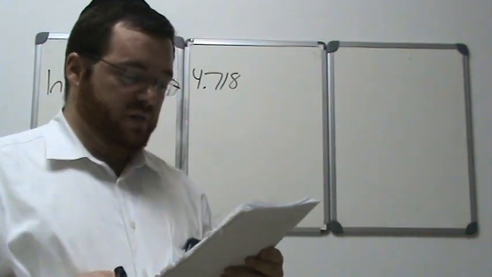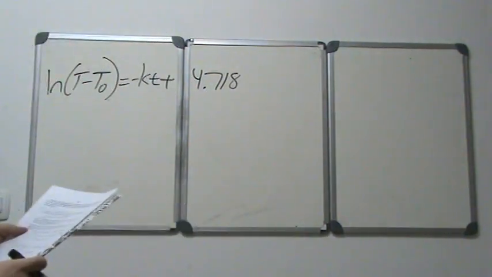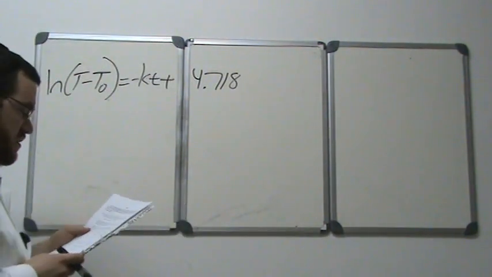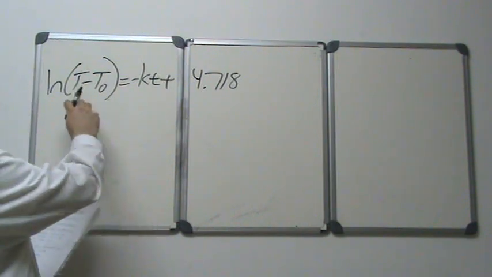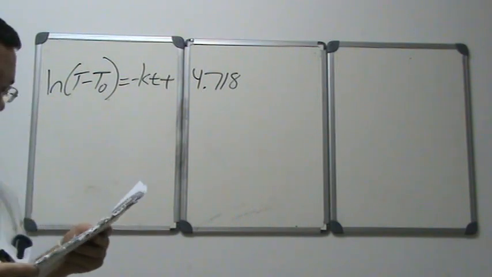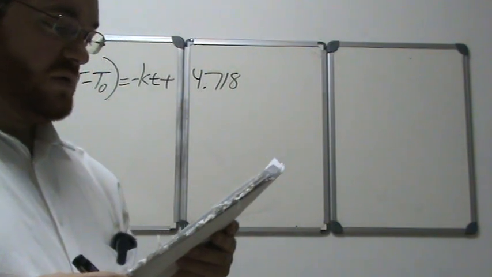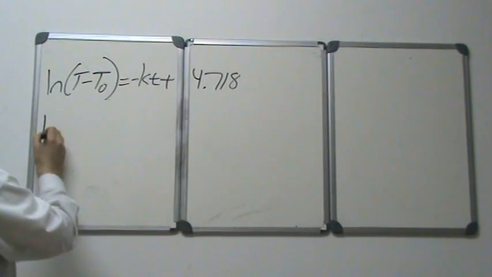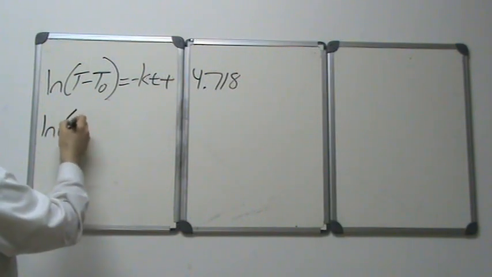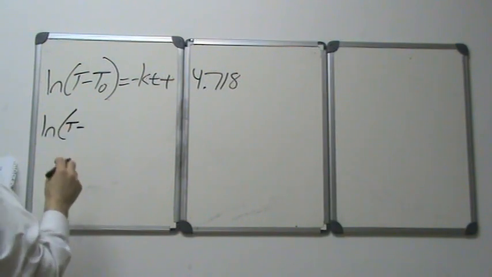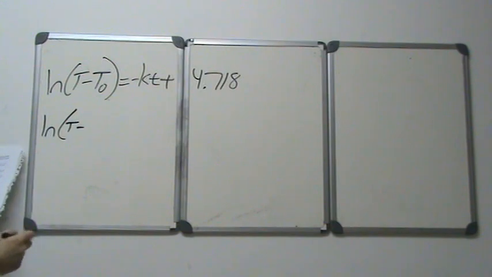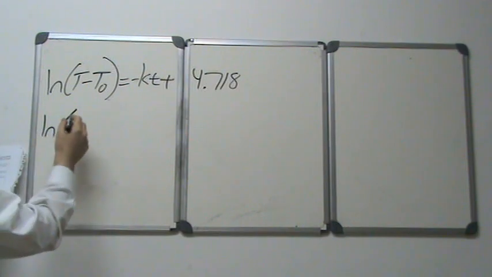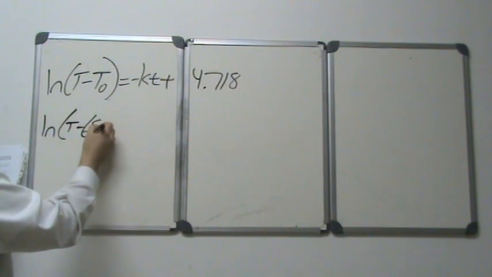So the first part of the question is, a cup of hot chocolate is placed in a room that has a temperature of 68. So we said T sub 0 is the temperature in the room. So that's 68 degrees. So ln is the natural log of T minus T sub 0, and T sub 0, we said the temperature is 68 degrees.